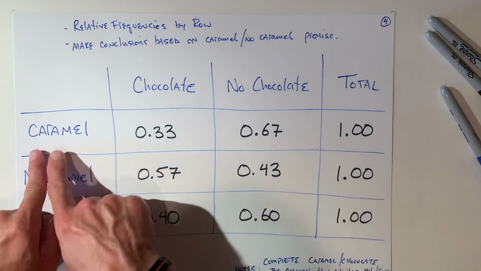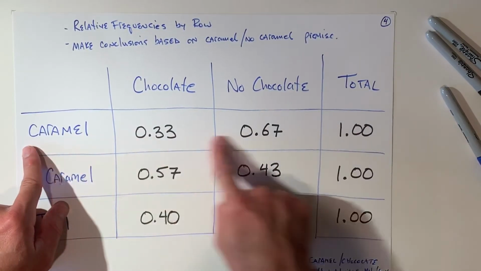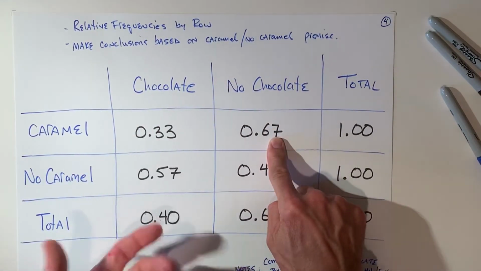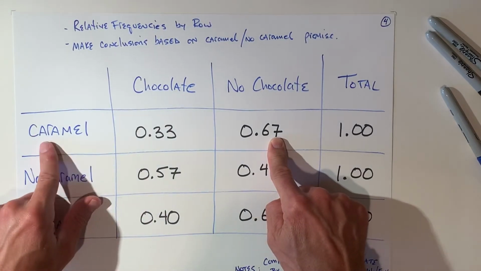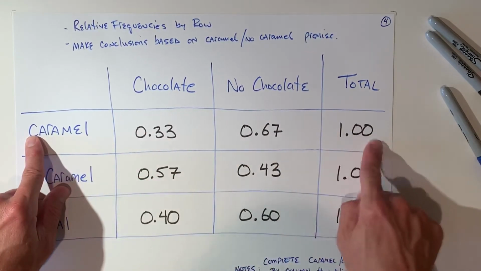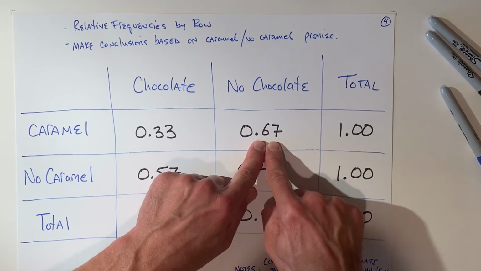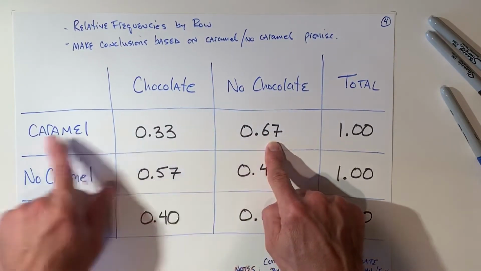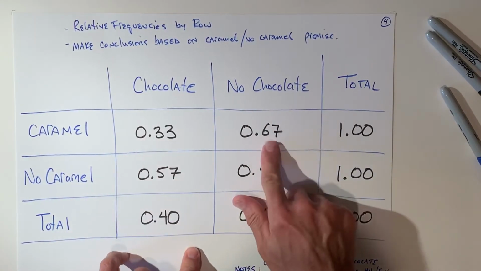I can look at this and say, of the people that like caramel, right, 100% of the people, of the people that like caramel, most of them do not like chocolate. That would be my conclusion. So if I meet somebody on the street and for whatever reason I ask them, do you like caramel? And they say yes, they would be in this row. And then without asking them, I could make an educated guess that they probably don't like chocolate, because more people don't like chocolate in the caramel row than do like chocolate. Now they might surprise me, but they probably won't.